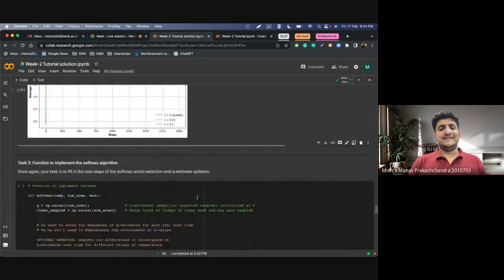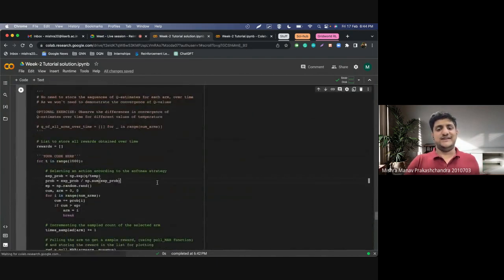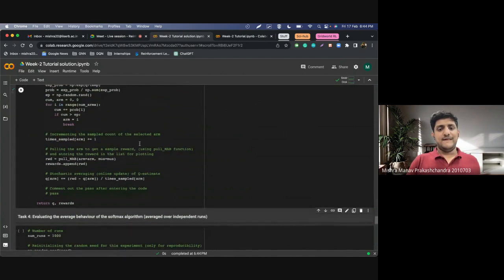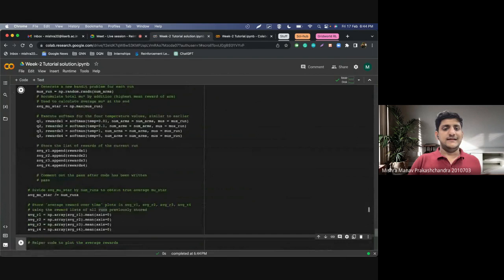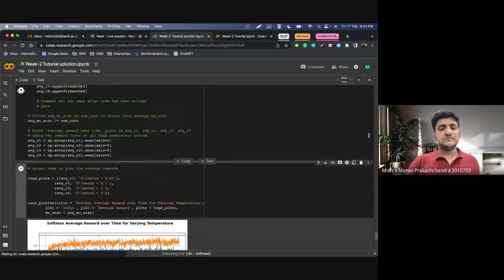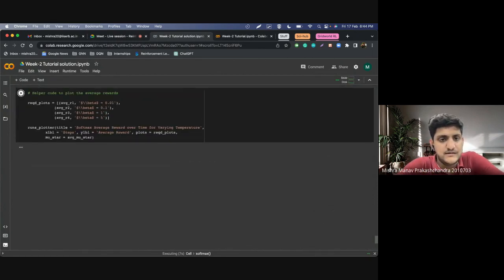exploration. Okay. Similarly, this is a function to implement the softmax algorithm. The code is already here. You might check it out later. I've shared the link. Okay, this is how the performance looks like for epsilon greedy, sorry, for softmax.